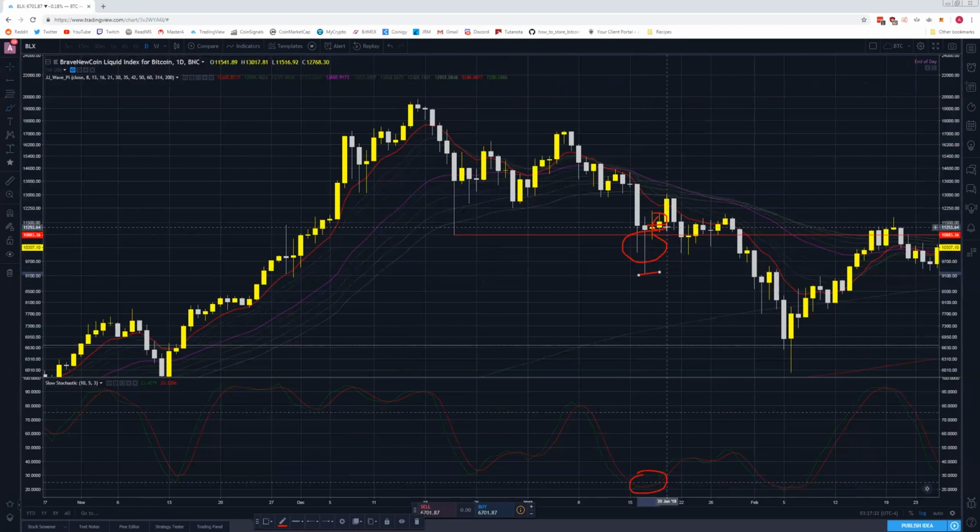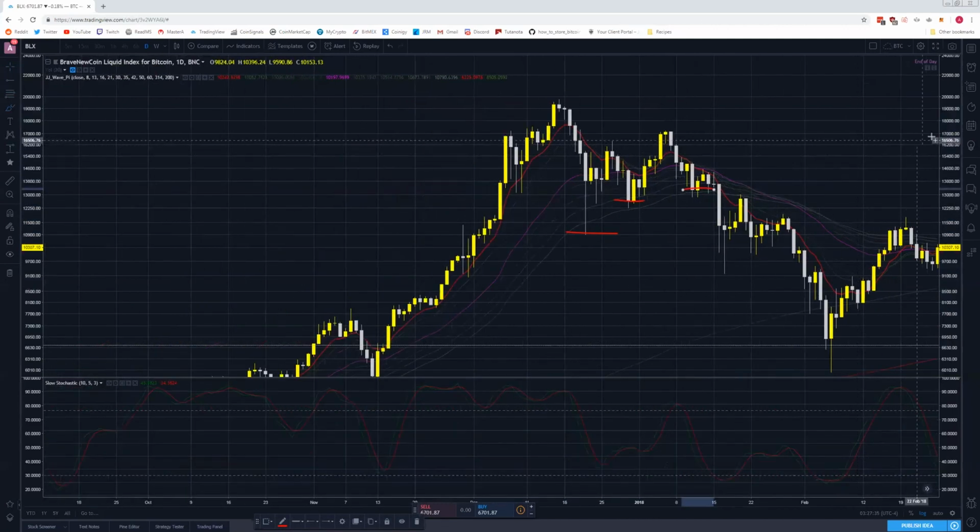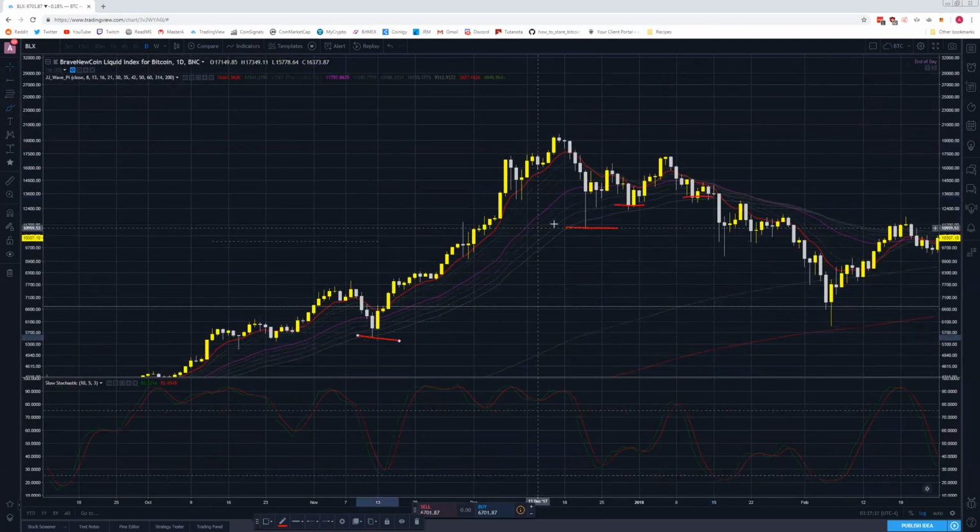Stop below here. Take some off at the 8. This is a big thing. When you break down your bands like this, and you're making higher lows, higher lows, higher lows, and then you break that, you're still making higher lows long term, right?